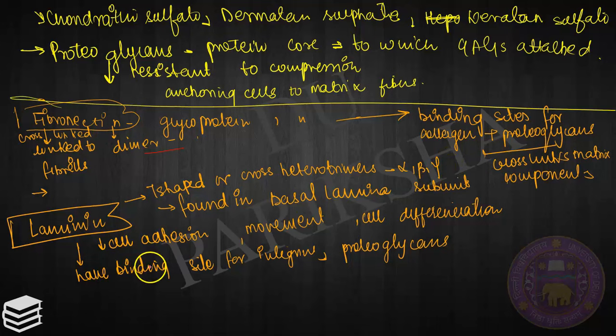And they have binding sites for integrins, proteoglycans such as heparan sulfate, and a domain binding site for collagen type 4. They are responsible for cell adhesion, movement, and anchoring glycoproteins to the basal laminae, and they are also involved in cell differentiation.